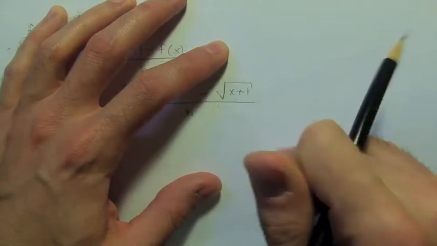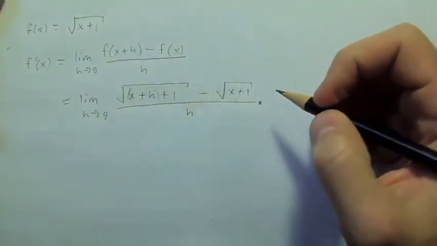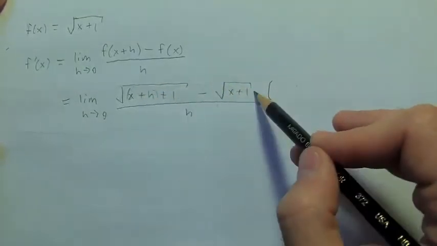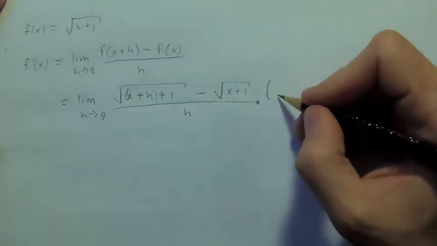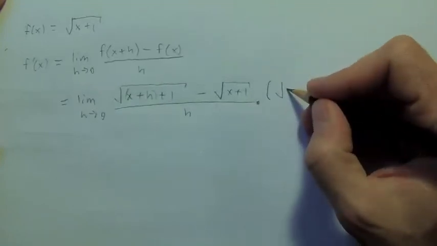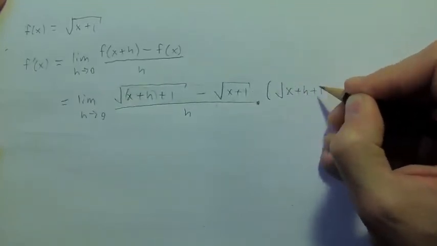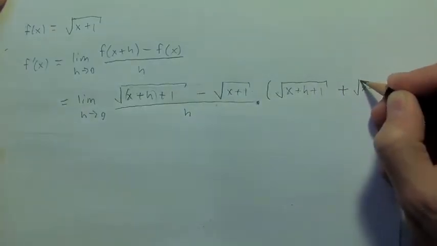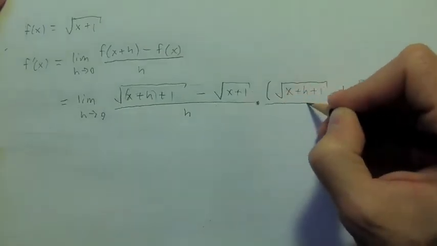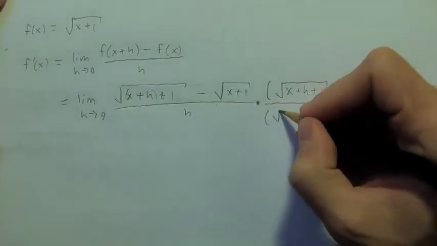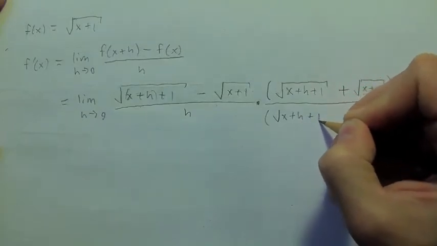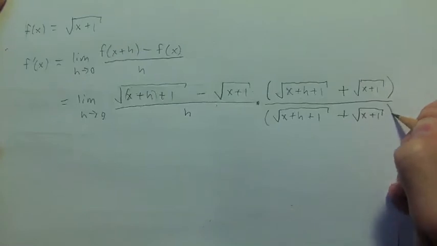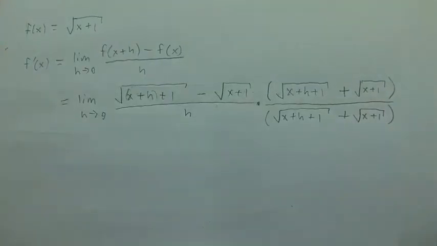What do you do? Well, remember, you use the conjugating factor. So the conjugating factor, I have these two terms, my a, my b, and I just change the sign in between them. So I'm going to multiply the top and the bottom by the square root of x plus h plus 1 plus the square root of x plus 1, all over the square root of x plus h plus 1 plus the square root of x plus 1. Okay.